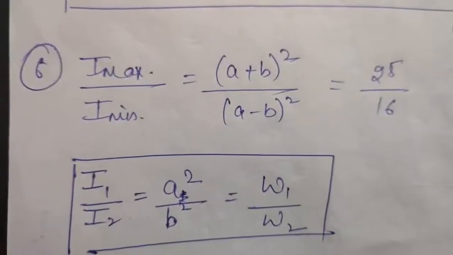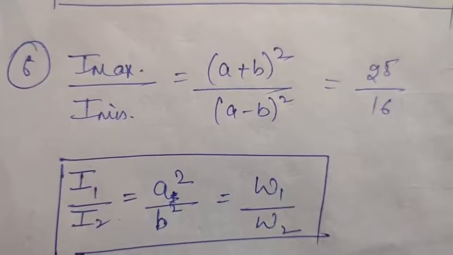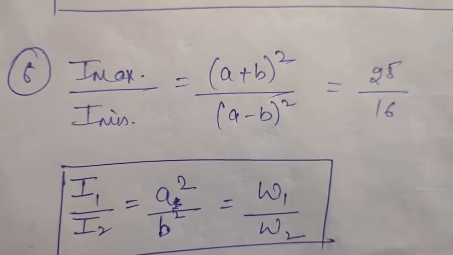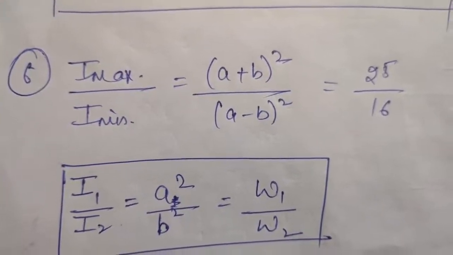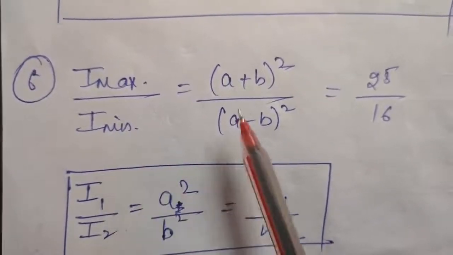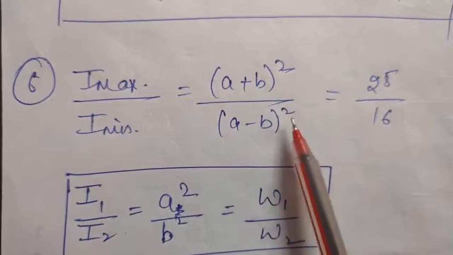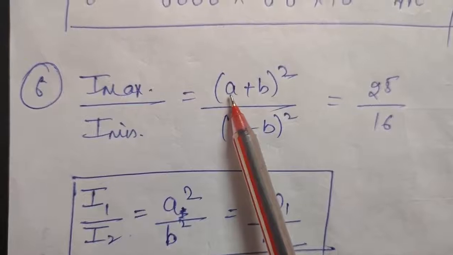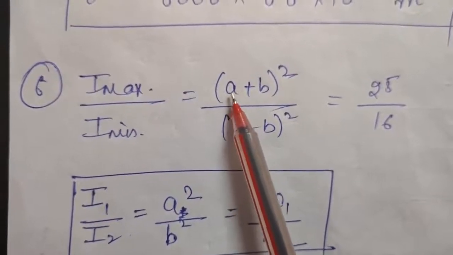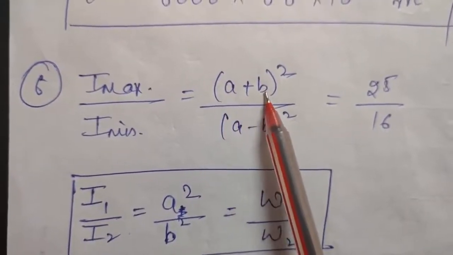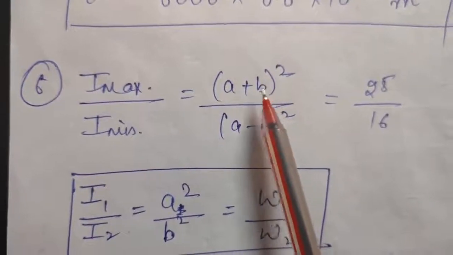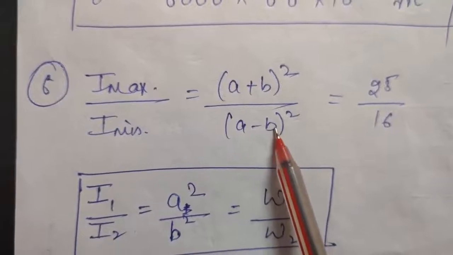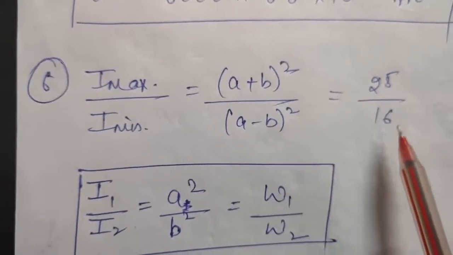In question number 6, you are given the ratio of maximum and minimum intensity and you have to calculate the ratio of width of the two slits. So as you know, I maximum upon I minimum is (A plus B) whole square upon (A minus B) whole square, where A is the amplitude for slit 1 and B is the amplitude for slit 2. This I have told you in your theory lectures as well. This is given to be 25 by 16.